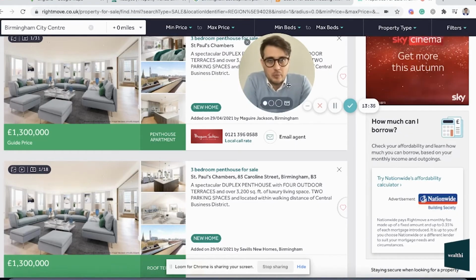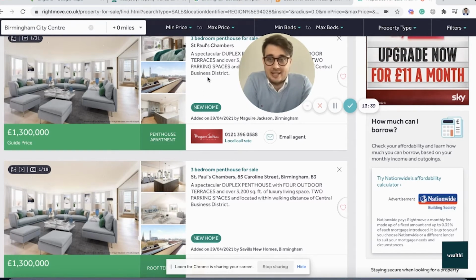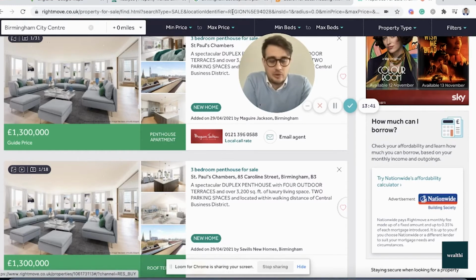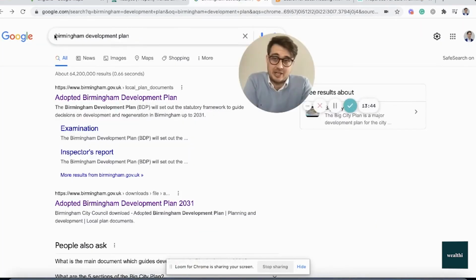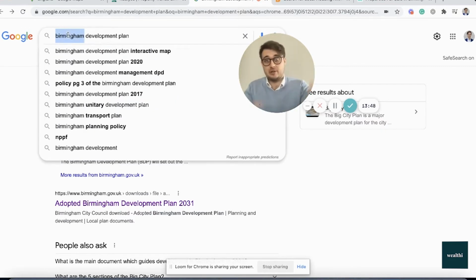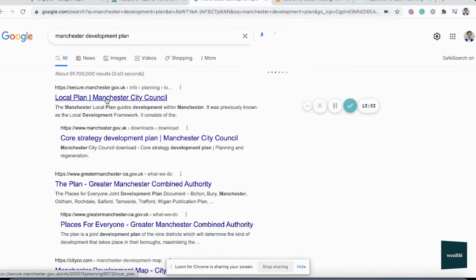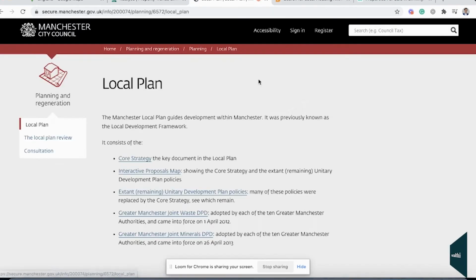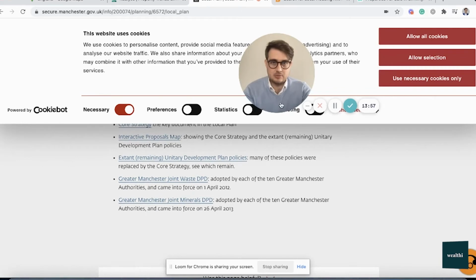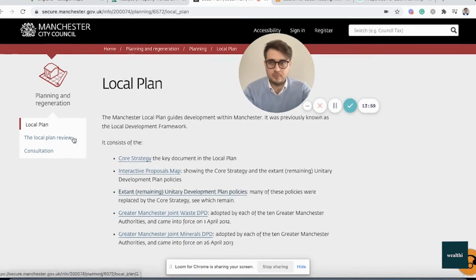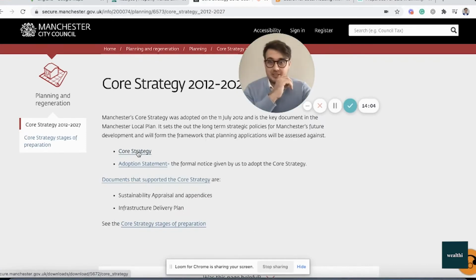Now, another thing we want to do is understand investment projects that are happening in the area that we're considering. And a great way of doing this is simply searching the city that you want to invest in and development plan. I was previously looking at the Birmingham development plan, but let's say I changed it to the Manchester development plan. There'll be a local plan that comes up here. And as you can see here, you've got your core strategy. And we want to view our core strategy.